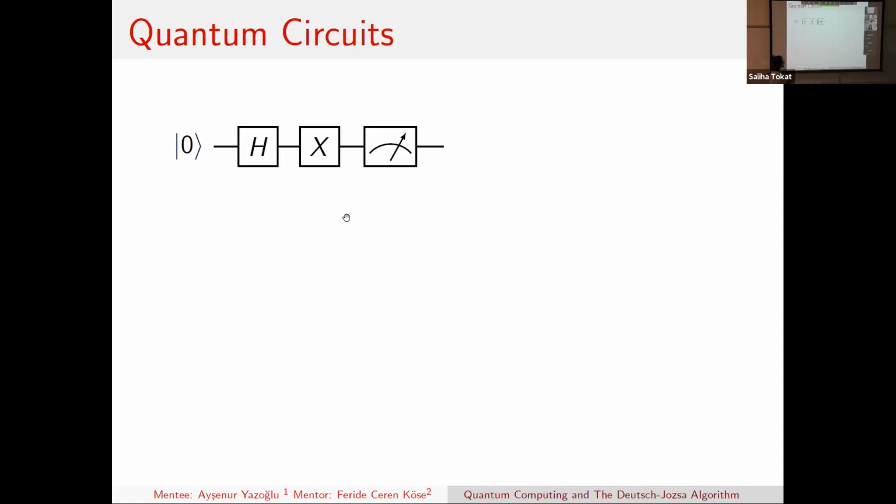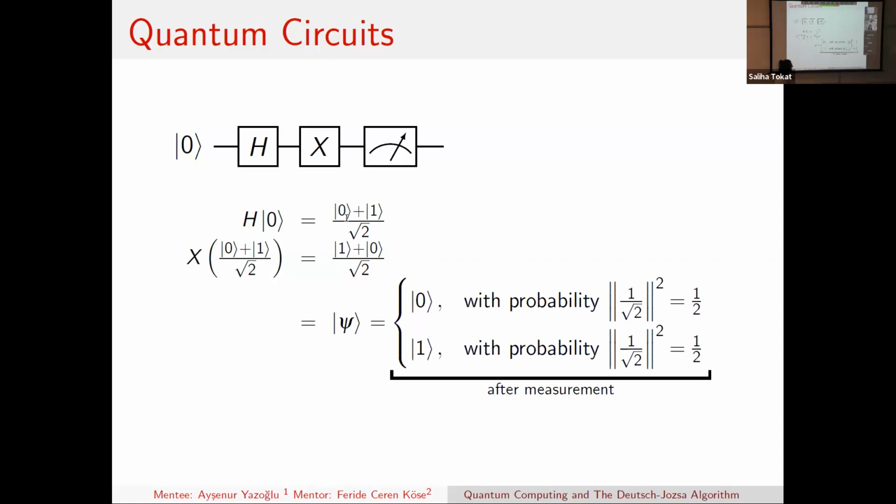This is a basic quantum circuit. We can build quantum circuits combining different gates. So this one, what this does is it takes state 0 and superposes it using the Hadamard gate. Then the X gate flips the states, as you can see here. And then when we measure, what we have is state 0 with 50% probability and state 1 with 50% probability.